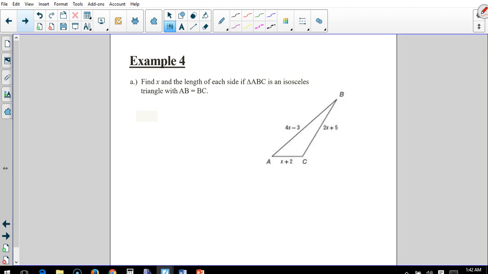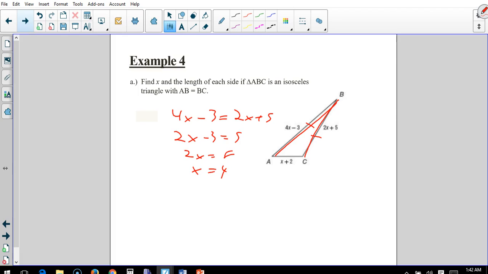Now, example 4. Find x and the length of each side if ABC is isosceles with AB equaling BC. Now, I know it doesn't look like it, but they're saying that AB, right here, is equal to BC right here. So we just do what we've been doing for a while and set these equal to each other. I'm going to subtract 2x. Now I'm going to add 3. Divide by 2, x is 4.